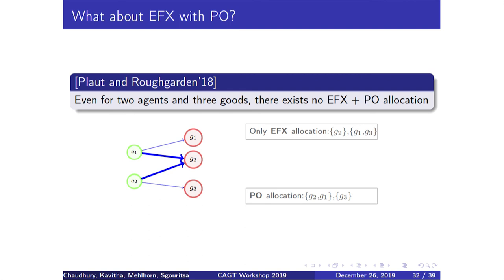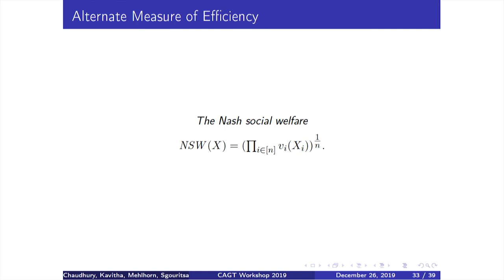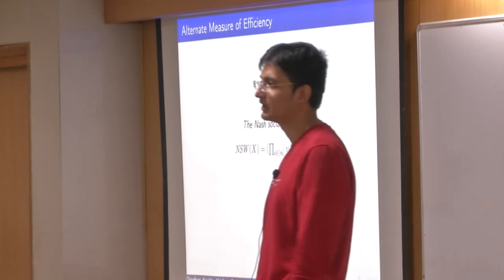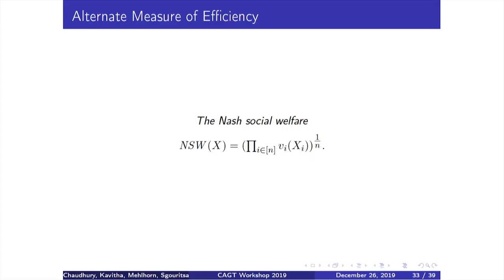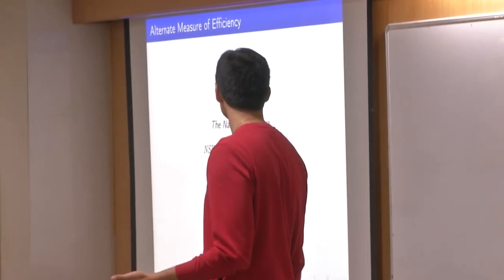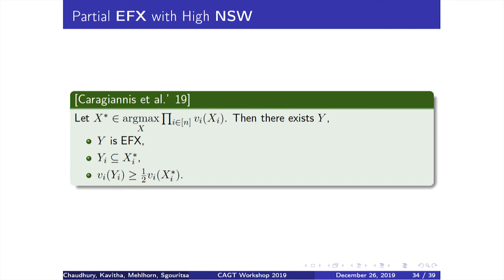So what could be an alternate measure of efficiency? Well, I know that the Nash social welfare implies Pareto optimality. So why don't I look at the Nash welfare of an allocation? If our allocation gives close enough optimal guarantees to the Nash social welfare, then I can also consider it to be optimal. And in this slide, there is a quite recent paper by Caragiannis.